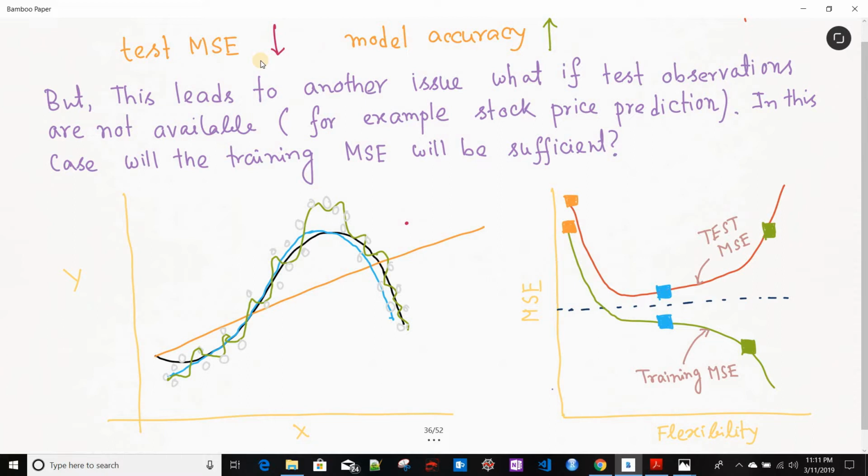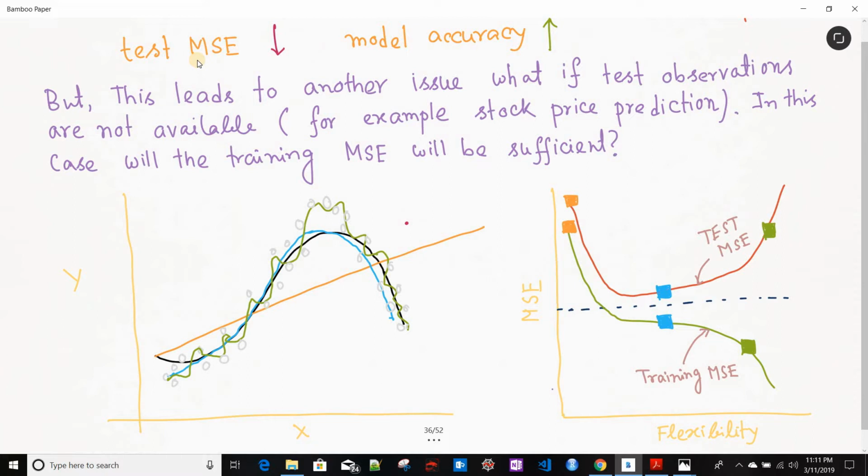So that means I have very little or actually no access to test data in the stock price prediction, right? So in this case, what should we do, because we won't be able to determine the test MSE in that case, right? So what could be our alternate options there? Okay, let us discuss them.